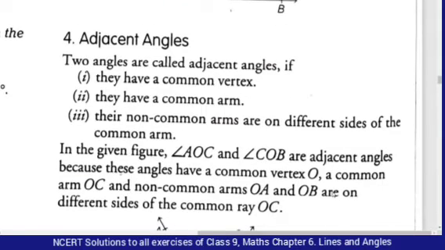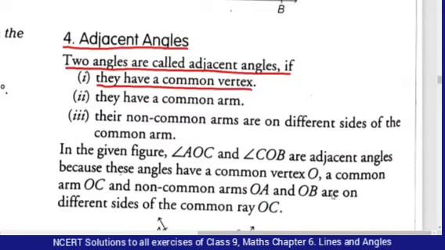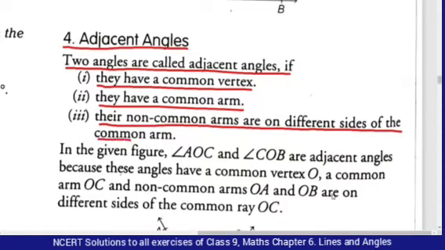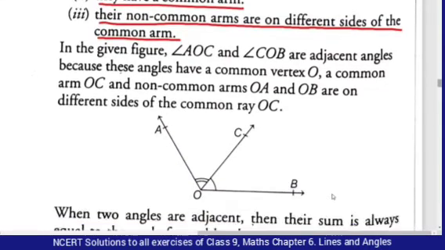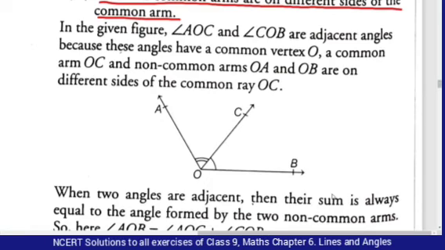Fourth type is adjacent angles. Two angles are called adjacent angles if they have a common vertex, they have a common arm, and their non-common arms are on different sides of the common arm. So you can see the figure.